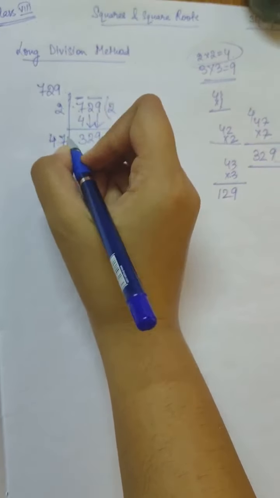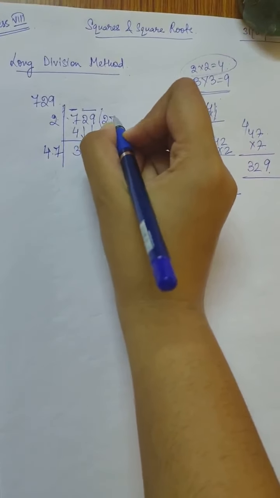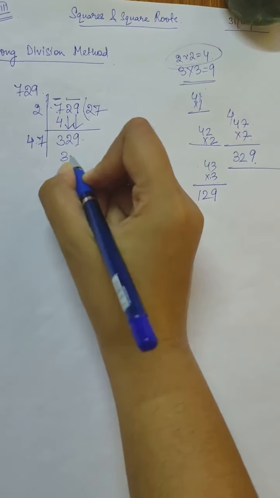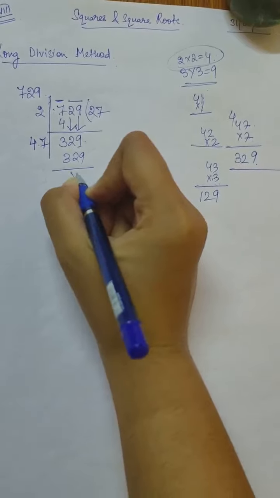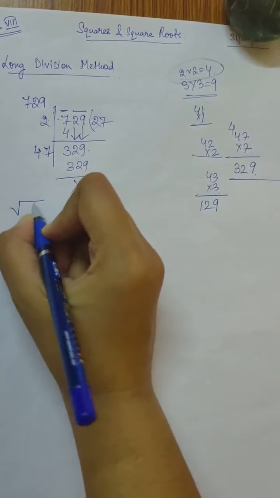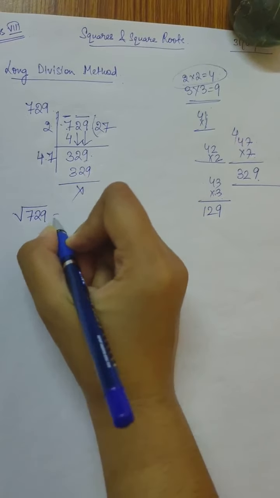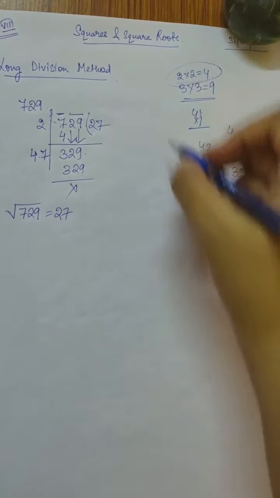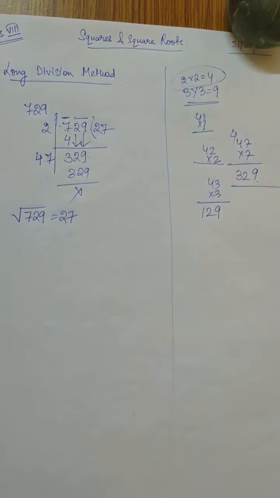So now we have got 47 into 7 gives us 329. So there is no more remainder here. So we can say that the square root of 729 is 27. Consider this area as the rough area.